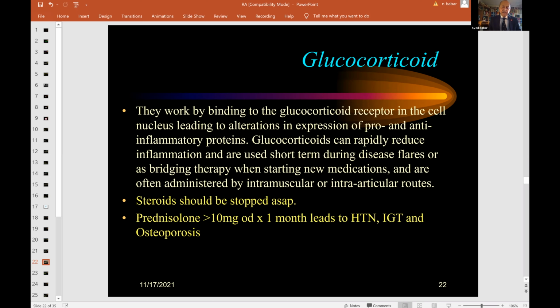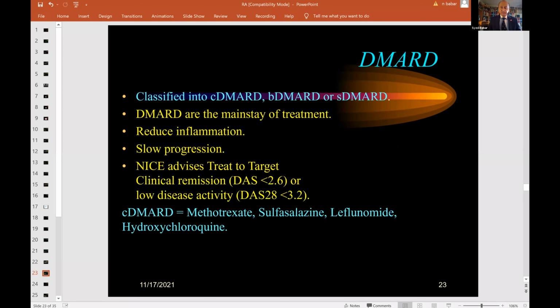It's used initially or when treatment is moving on from conventional DMARD to biologics. So the bridging part is when glucocorticoid offers support. But they should not be continued for a long while. And it is generally observed that prednisolone more than 10 milligram per day for a month can lead to hypertension, impaired glucose tolerance, and even osteopenia and osteoporosis.